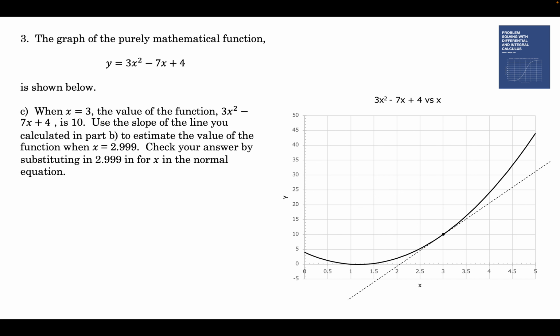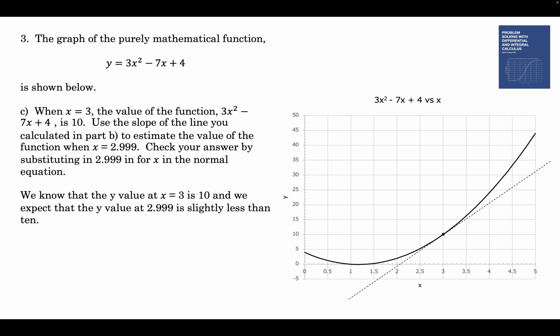When x equals 3, we plug in x equals 3 to this equation, and we get 27 minus 21, which is 6 plus 4 is 10. And it looks like that's what it is, right? 3, and we go over, and we see it's 10. We're going to use the slope of the line, which is 11, at 3, to estimate the value of the function when x equals 2.999. And we know what it is at 3. It's 10. And we're going to check our answer by substituting in 2.999 for x in the normal equation.